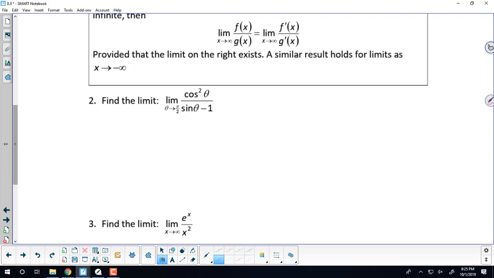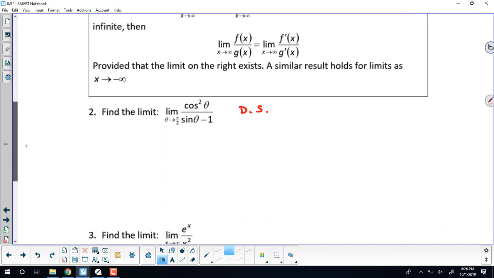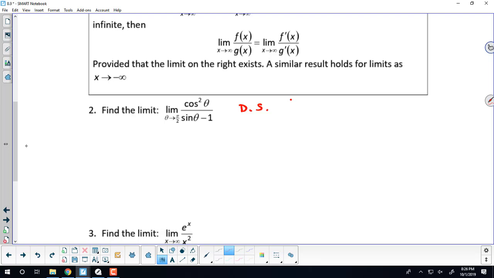Find the limit as theta approaches pi over 2 of cosine squared over sine minus 1. Just like with any other limit, you want to figure out what it is. If I try to evaluate this directly and it turns out to be something like 2 over 0, we can determine that value. If it's 0 over 2, if it's 5 over infinity, we can determine those limits. The only ones we can't determine are the ones L'Hopital's addresses, the 0 over 0 or infinity over infinity. So unfortunately, that one's 0 over 0.